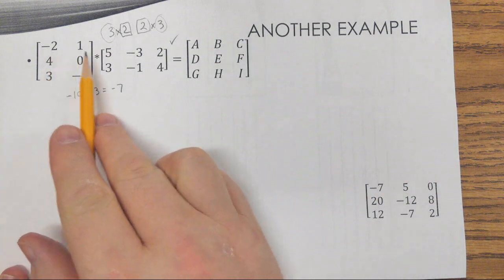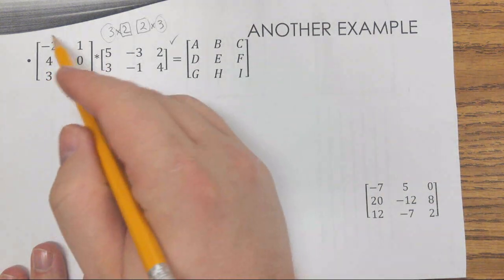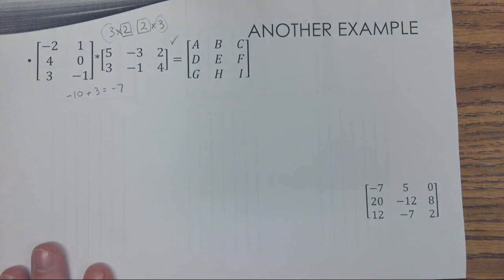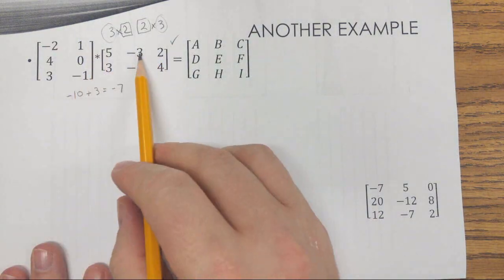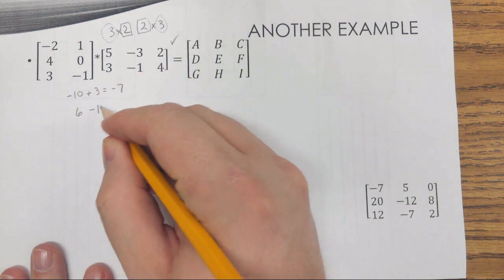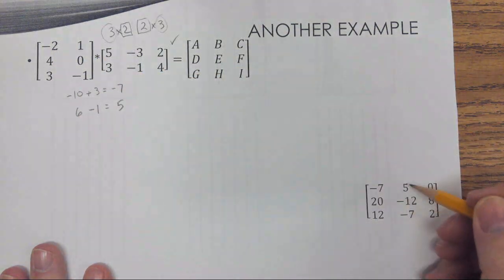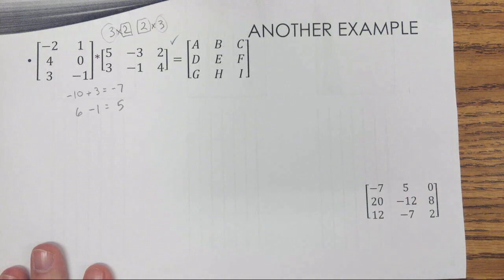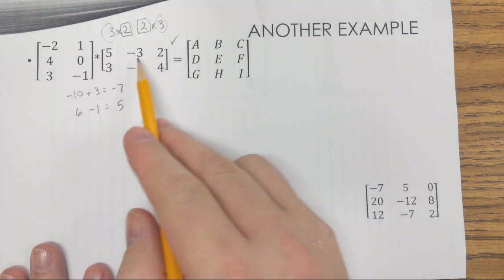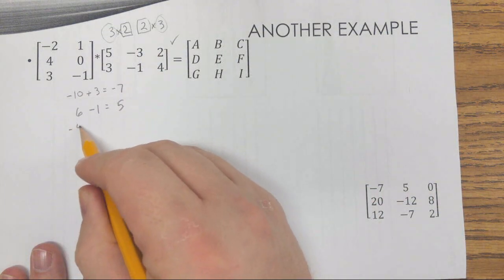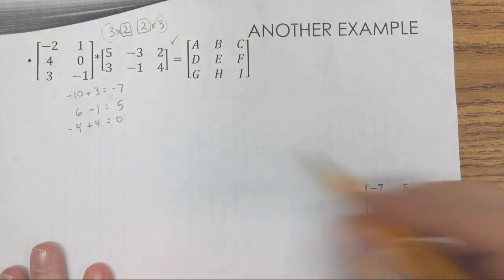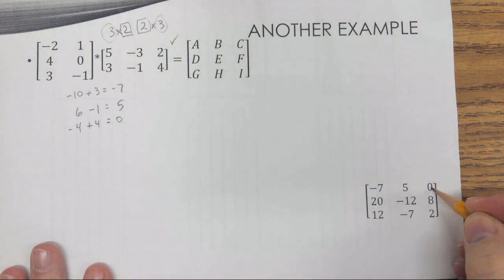Now I'll do the first row times the second column. Negative 2 times negative 3 is 6. 1 times negative 1 is negative 1. That's 5. Put a 5 in. Now do this one times the last column. Negative 2 times 2 is negative 4. 1 times 4 is positive 4. That's 0. There we go. There's the 0.